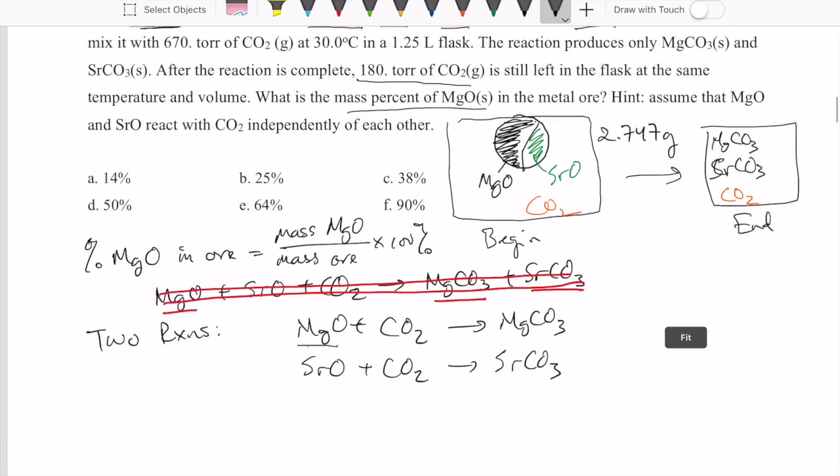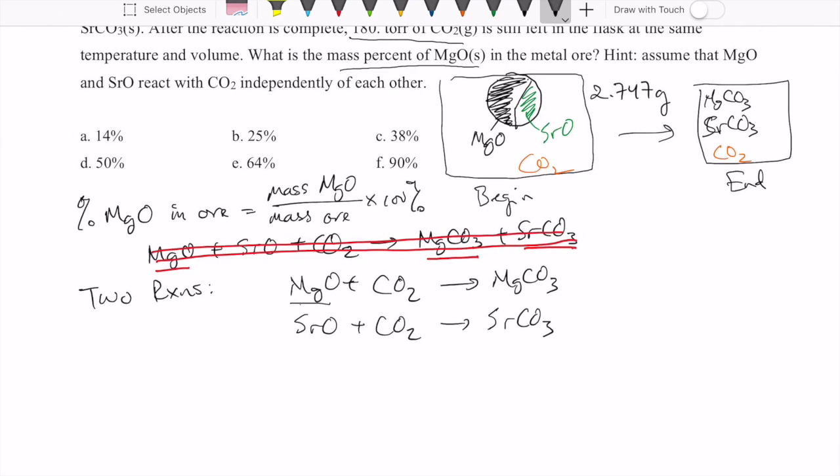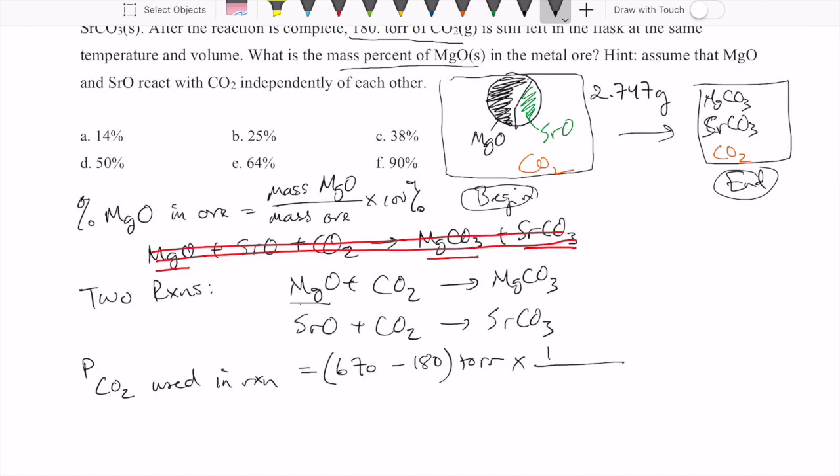So one of the things that we can figure out first is how much CO2 is being used to react. To do that, I can just take the difference in the amount of CO2 I have at the beginning versus what I have at the end. So the pressure of CO2 used in reaction with both of those oxides would be just taking the 670 torr, which is what I started with, minus the 180 that I'm left with at the end. I'm going to just convert this to atmosphere because I'm going to need to use the ideal gas equation at some point, and that would give me 0.6447 atmosphere. So this is how much CO2 is actually used in the reaction with both of the oxides.